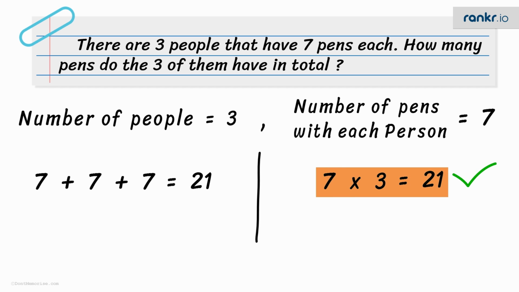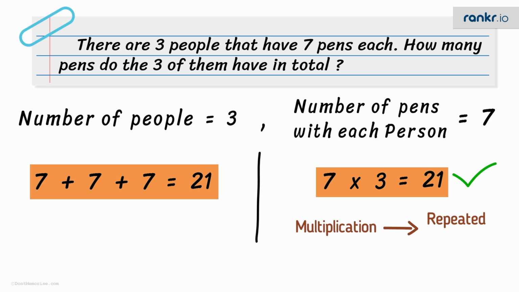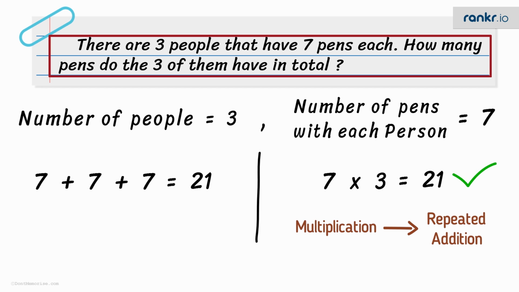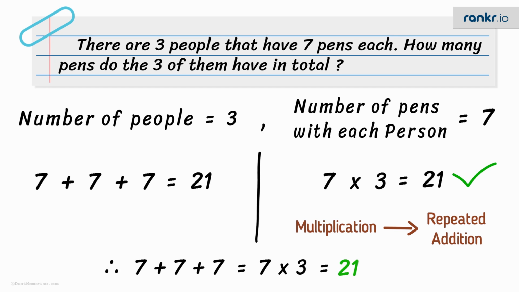What can we understand from this? It clearly means that multiplication is repeated addition. From the above example, we can conclude the following. Here, of course, the addition was to be repeated thrice.